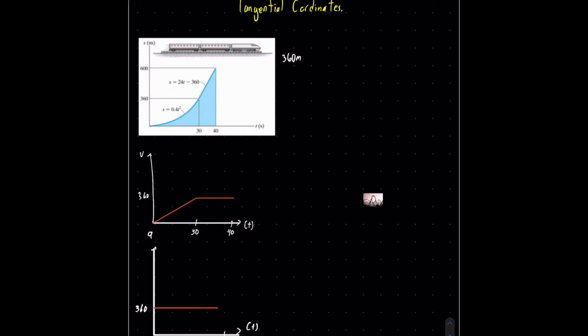Now kinetics. In contrast, kinetics is why particles move, and they move because of the forces acting on the body. Here I'm going to take this example of this train here.